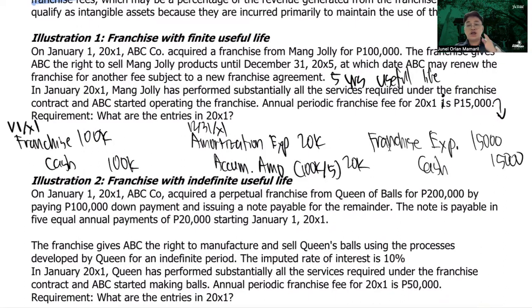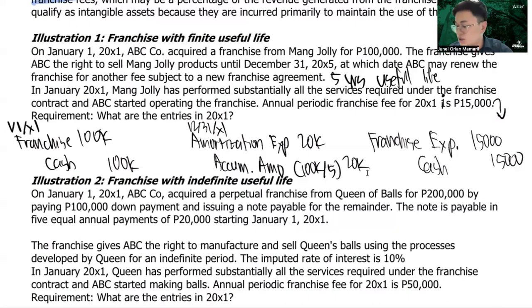Kaya pag tinanong magkano yung amortization expense, yung 20,000 lang. Pag tinanong magkano yung total franchise-related expense, 20 plus 15. Okay? So careful kayo dito sa pag-compute ng ating franchises.